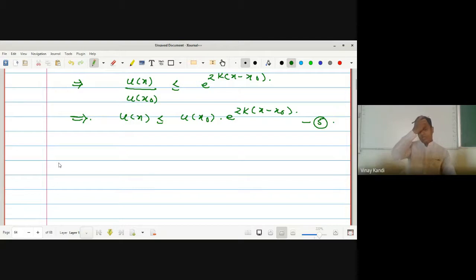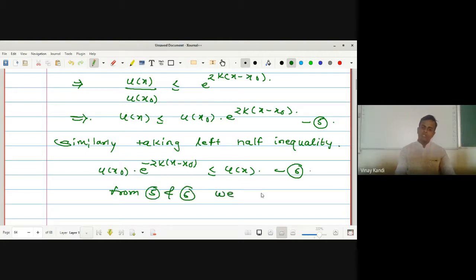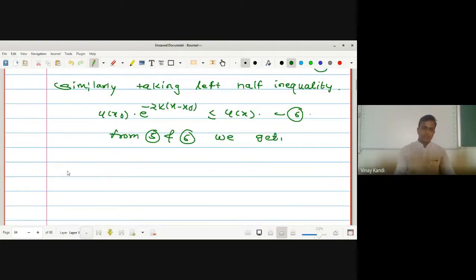Okay, similarly taking the left half inequality, we get u of x naught into e raised to minus 2k of x minus x naught, which is less than or equal to u of x. This is the equation number 6. So from 5 and 6 we get u of x naught into e raised to minus 2k in the bracket x minus x naught, which is less than or equal to u of x, which is less than or equal to u of x naught into e raised to 2k in the bracket x minus x naught.